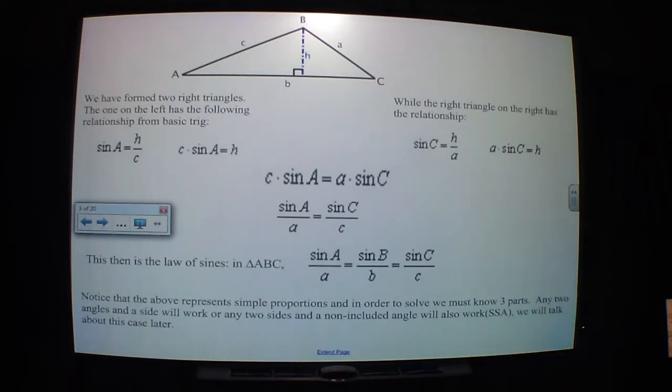So on this, we have to know three parts of a triangle. We can know any two angles and a side. Or we can know two of the sides and one of the angles opposite that's not included. Okay? And we can use the law of sines. If we know two sides and an angle, but the angle is not one of the ones opposite, then we could use a different law, the law of cosines, and we'll talk about that in the next section.